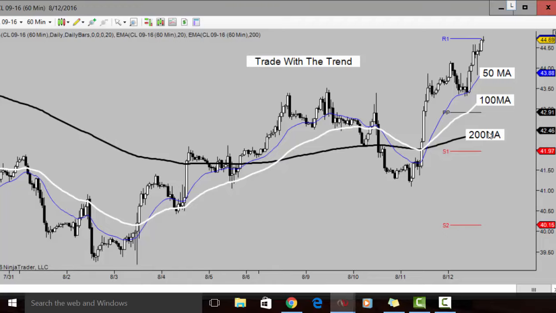50 is above the 100 and the 100 is above the 200 moving average. And that means that the bulls are in power and they want to press the price up. So we want to find a trade that is confluent or consistent with moving with the trend.